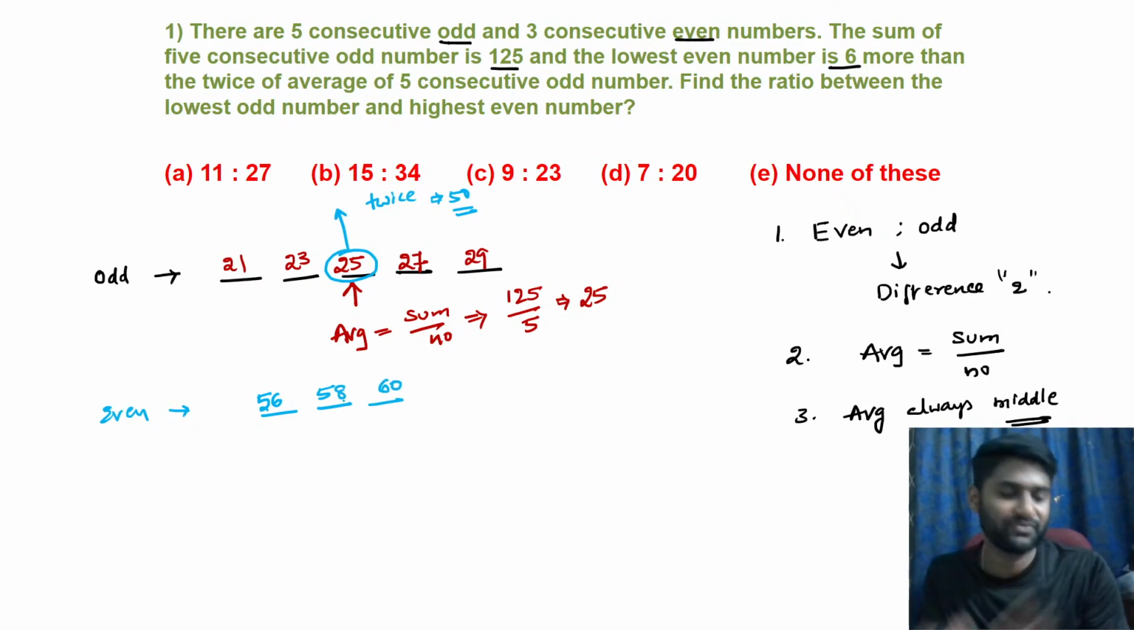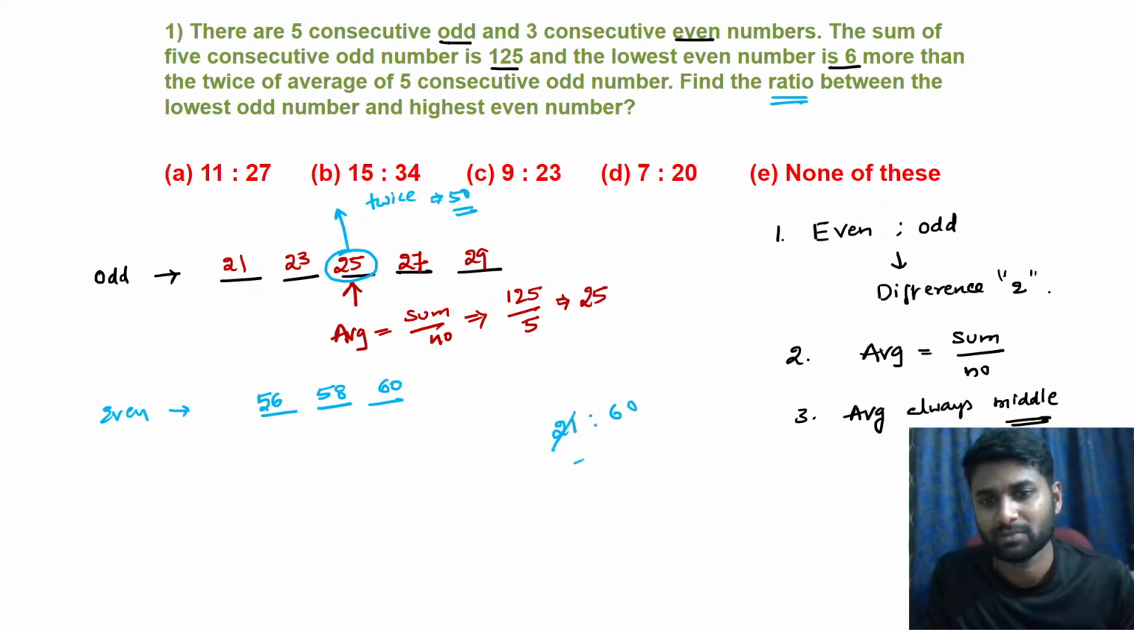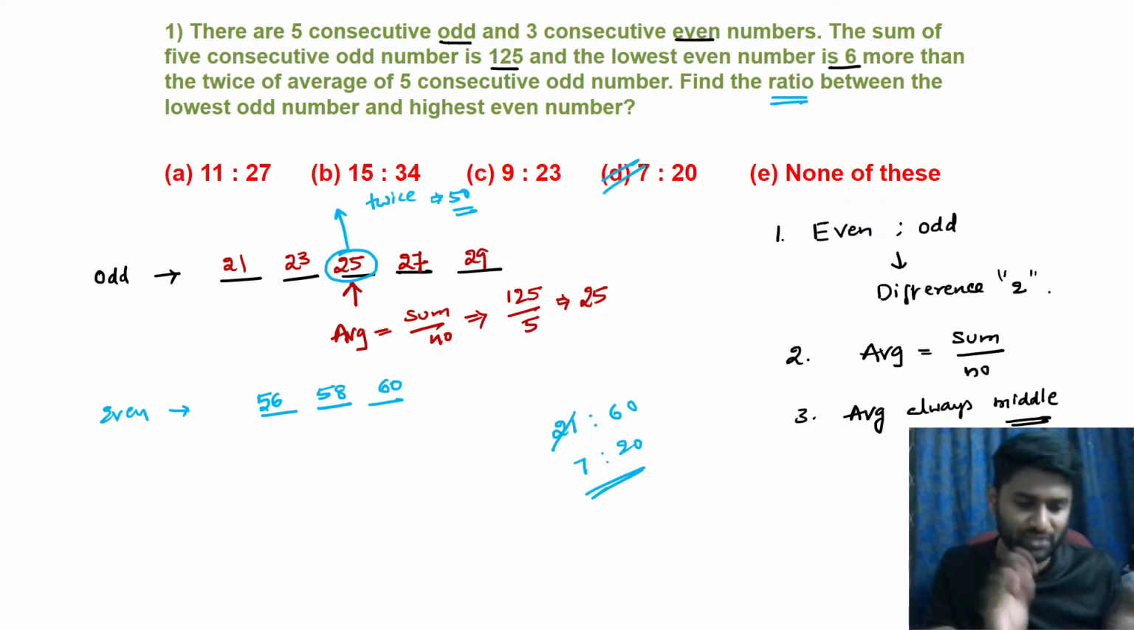We have already identified both the odd numbers and the even numbers. Here you have to identify the ratio between the lowest odd number and the highest even number. The lowest odd number is 21 and the highest even number is 60. Cancelling by 3, 3 sevens are 21 and 3 twenties are 60. Now the respective ratio is 7 is to 20. We revised the whole concept along with the calculation. You just focus on those two. That is our question number 1.